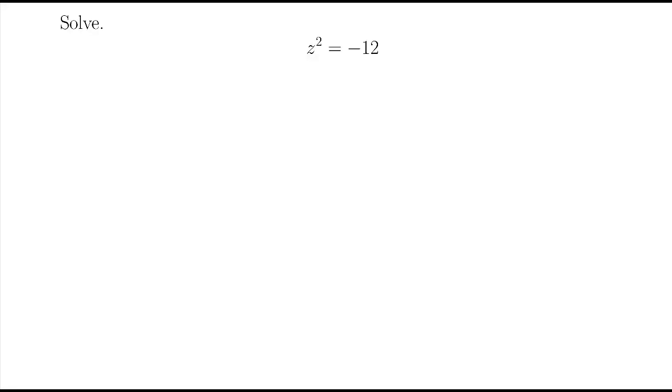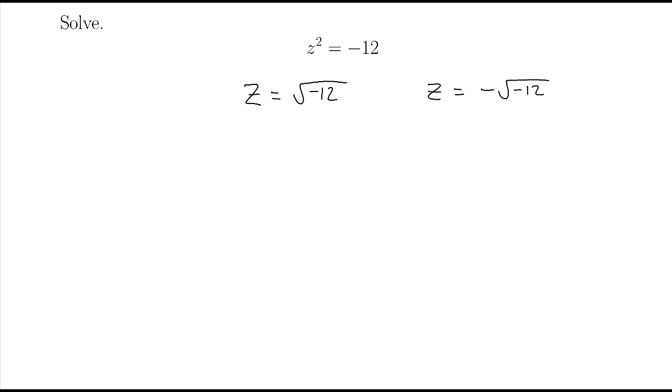Let's solve the equation z squared equals negative 12. Okay, z squared equals negative 12 is set up for me to use the square root property. So I'll use the square root property. Okay, so I know what this means. z squared equals negative 12. All right, z equals the square root of negative 12, and z equals negative square root of negative 12.